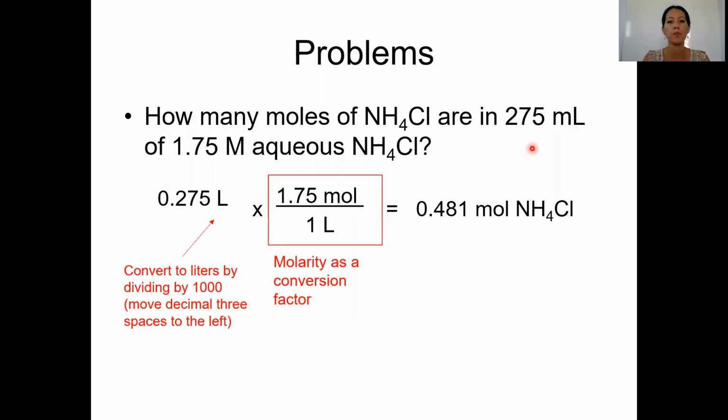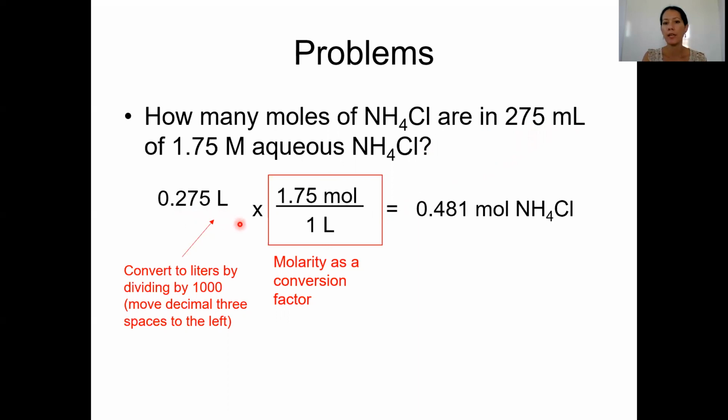I don't know. So in this example, I start with the volume. Again, when you're dealing with molarity, you're going to need to cancel out liters. So you need to convert the milliliters to liters, which effectively, if you do that conversion, you're dividing by 1,000. That's the same as taking the decimal place and moving it 1, 2, 3 to the left. So I get 0.275 liters.